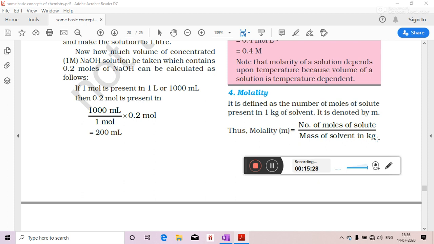Now in the denominator, if mass of solvent is taken as 1 kilogram, then number of moles of solute upon 1 will be equal to molality. That means when mass of solvent is 1 kg, then number of moles of solute and molality both will become equal. So that's why in the definition it is written that molality is nothing but number of moles of solute present in 1 kilogram of solvent.